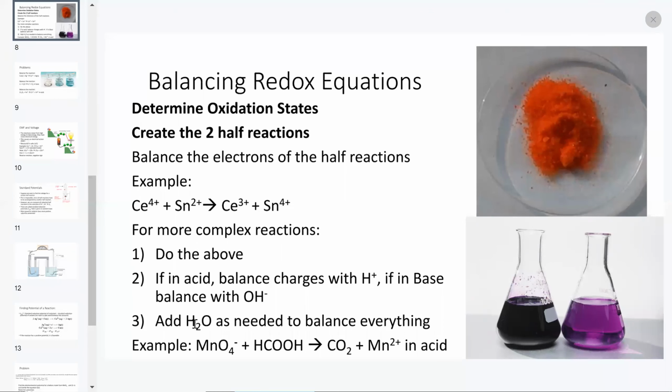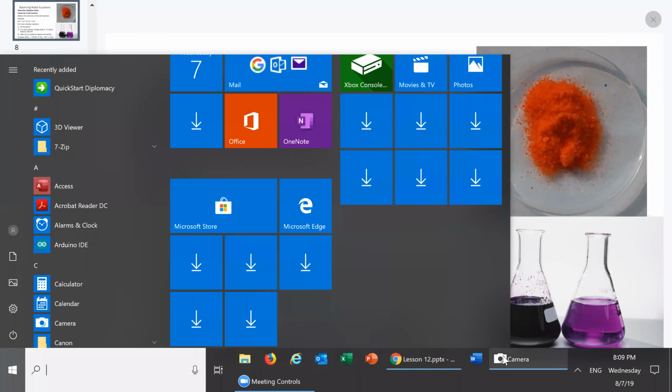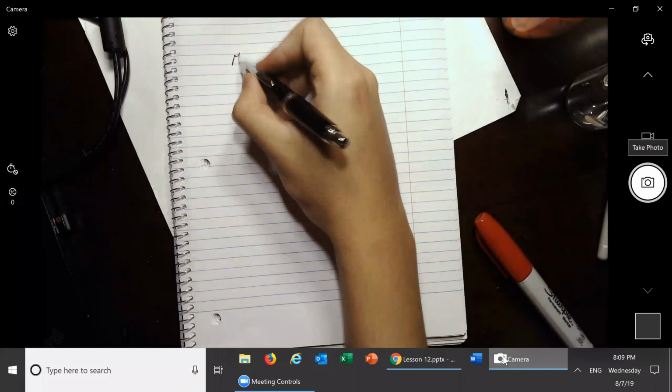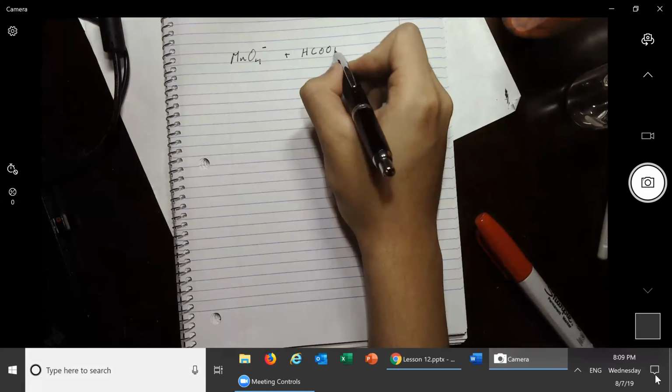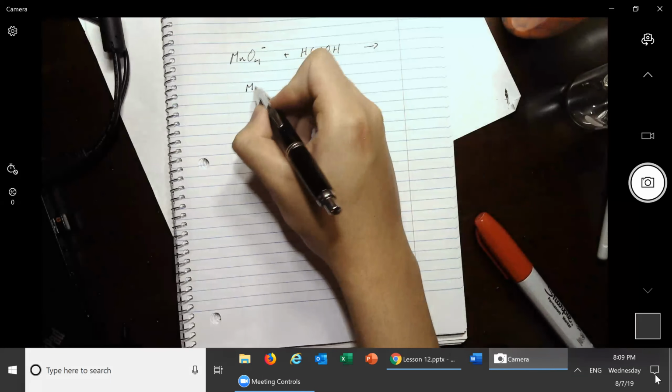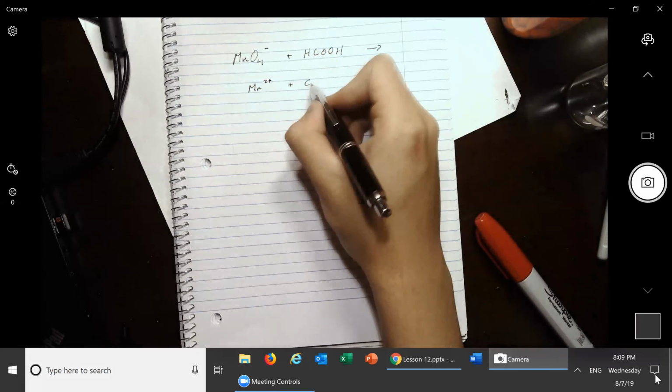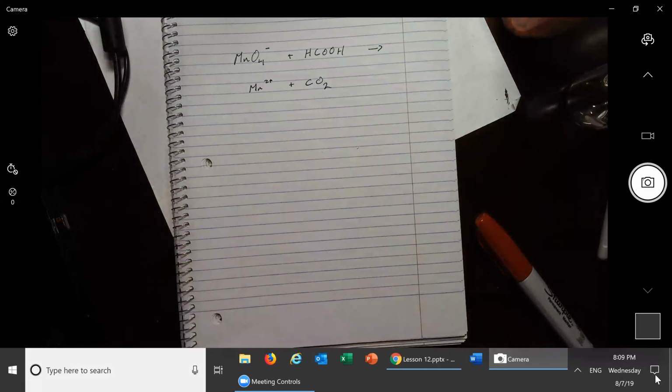So let's do this example. Here we have permanganate reacting with formic acid. Interestingly enough, formic acid is named formic acid because it comes from ants. It goes to CO2 plus manganese 2+. And this reaction occurs in acid, which I've specified in the problem. So, now we have to identify the oxidation states.